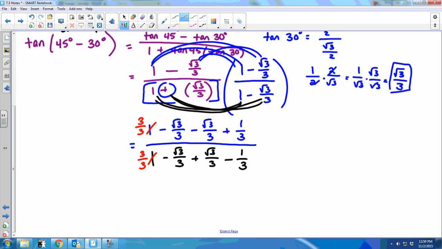All right, questions so far about this? All right, so we're going to combine the numerator. You have 3 plus 1, that's 4 over 3. And then you have 2 square roots of 3 over 3. You can combine that into one fraction. I'm going to do it in a second.